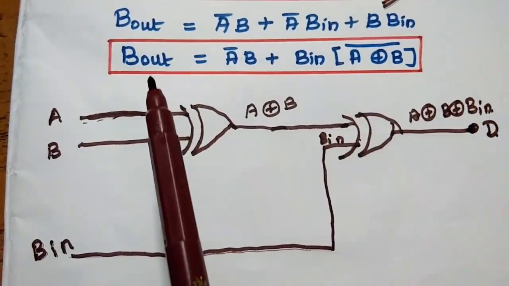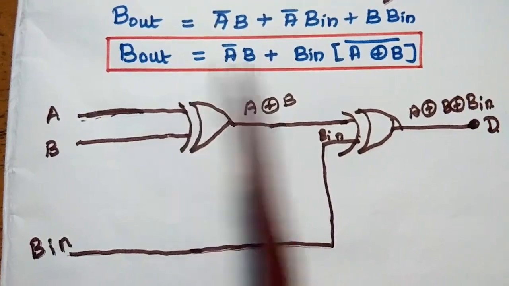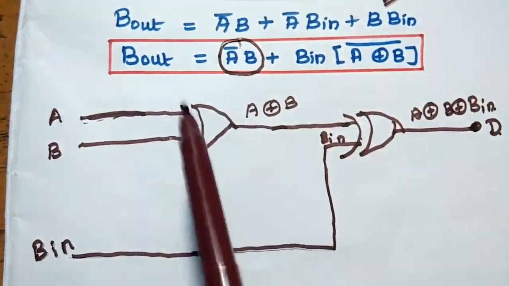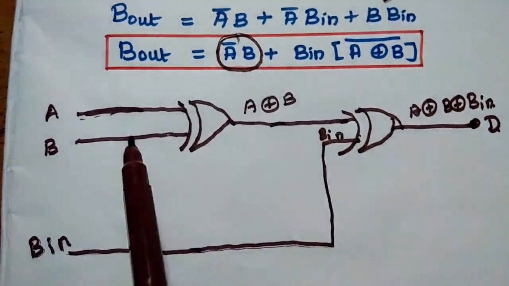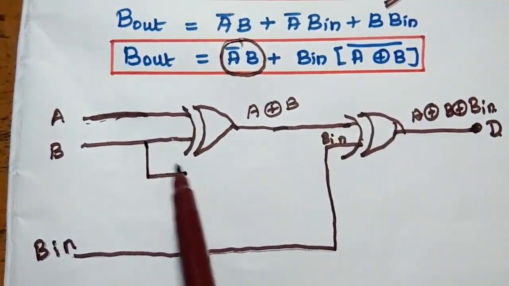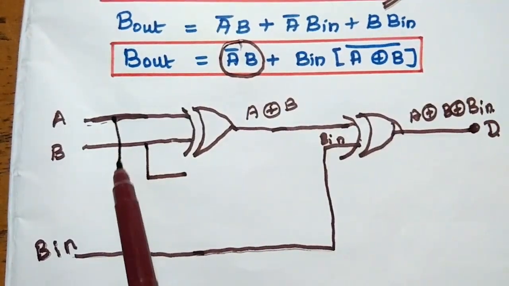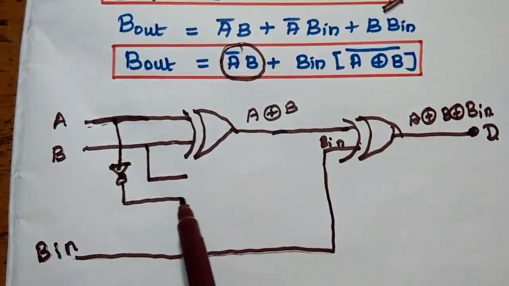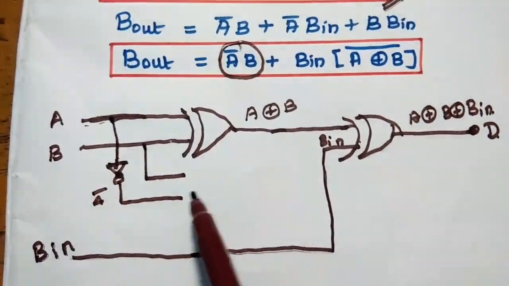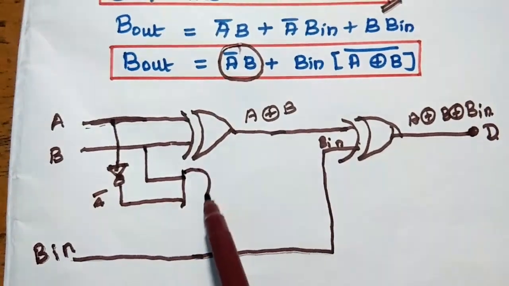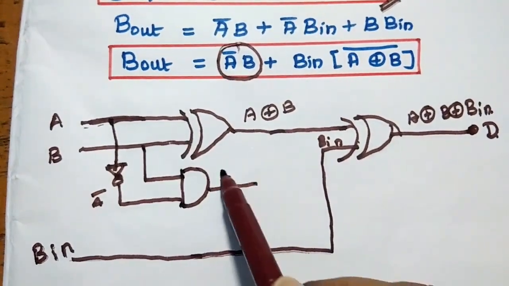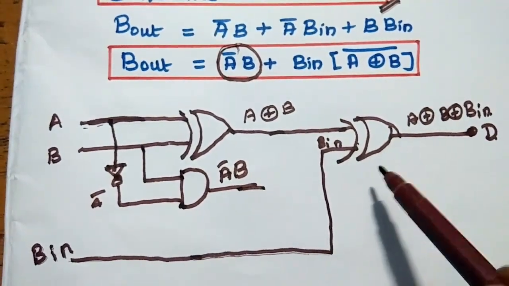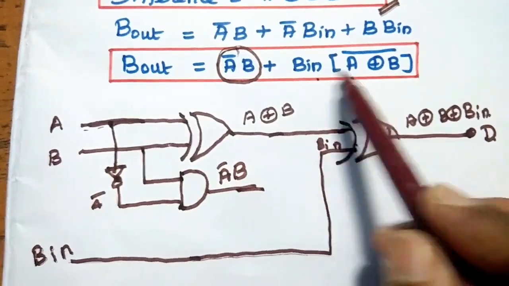Next we are going to obtain the output borrow. For that we are going to draw the logic gates for this expression A bar B. Here we have B as such, but here it is A bar. So we are going to use one NOT gate to obtain the complement of A. So now it is A bar. We give these two inputs to one AND gate to obtain this A bar B.